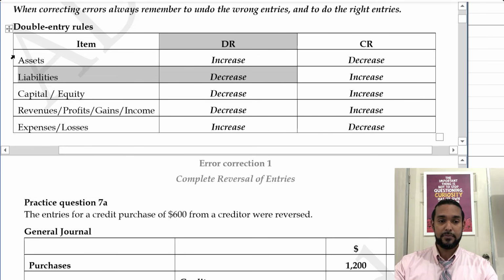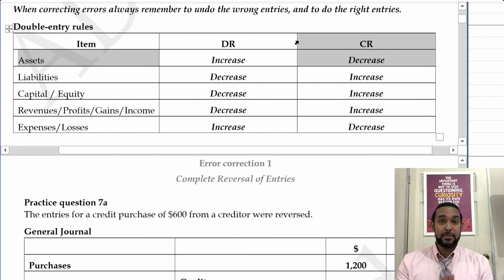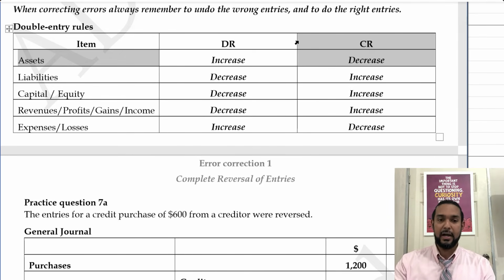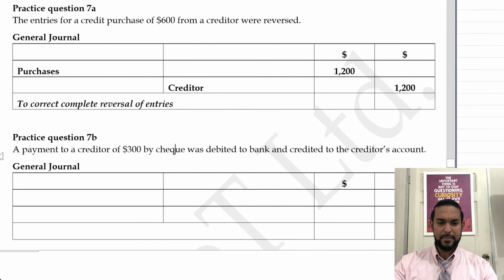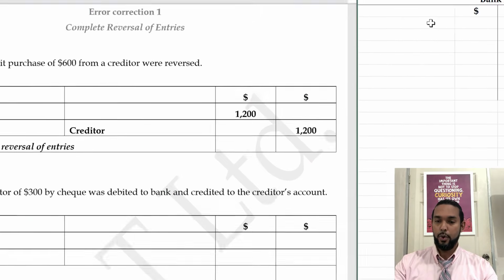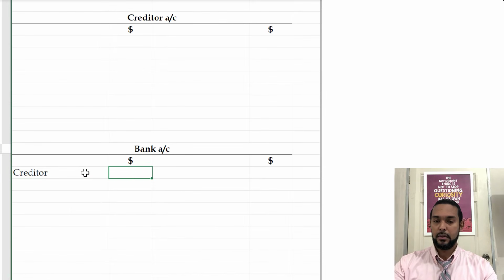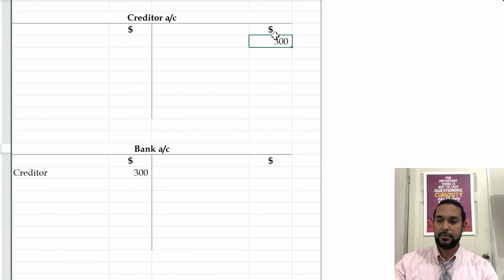Similarly, money came from bank. Bank is an asset. If you're paying money out of bank, bank is decreasing. To record a decrease in an asset, you have to credit the asset. So we were supposed to have debited creditor and credited bank. Let's go back down to the question and see what happened. It says a payment to a creditor was debited to bank and credited to creditor. So we debited bank for 300 and we credited creditor 300. So how do we fix this?